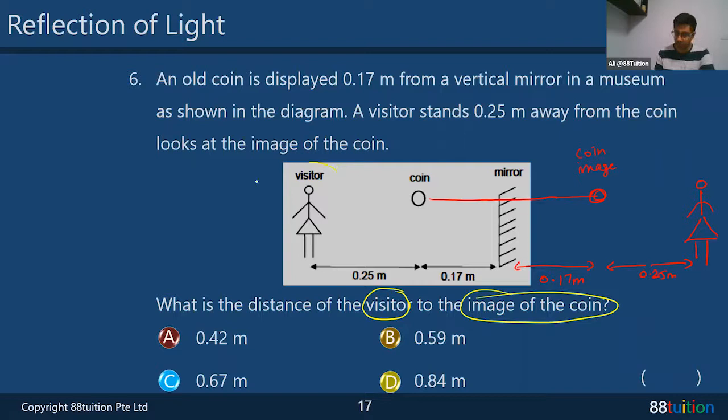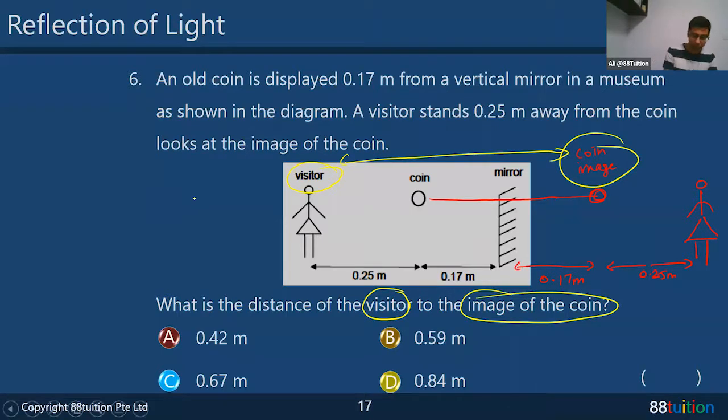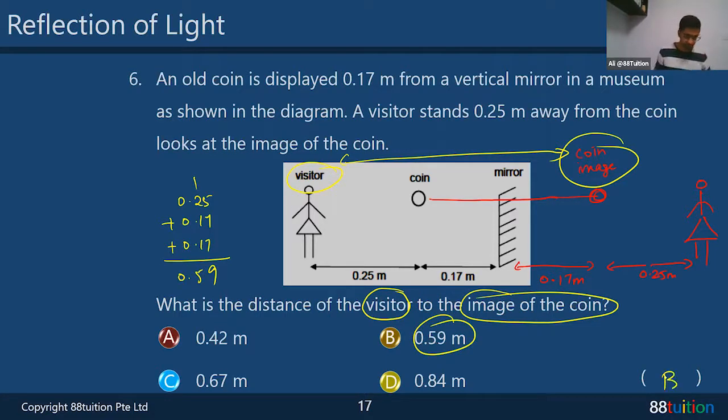So the visitor is here, image is here, so you just need the full length from here to here. You know what to plus now. 0.25 plus 0.17 plus 0.17. Who knows how to do this mentally? Use a calculator also can. 14, 19, 19 carry 1, 4, 5, 0.59. Answer B. Right? Okay, good.